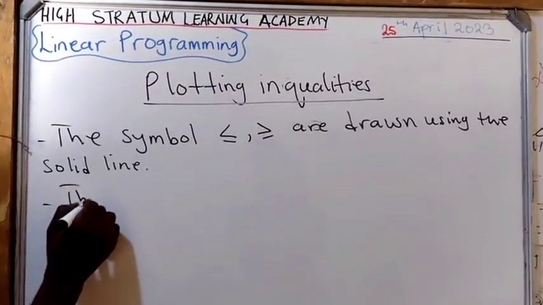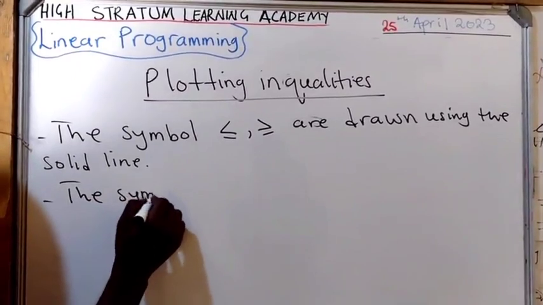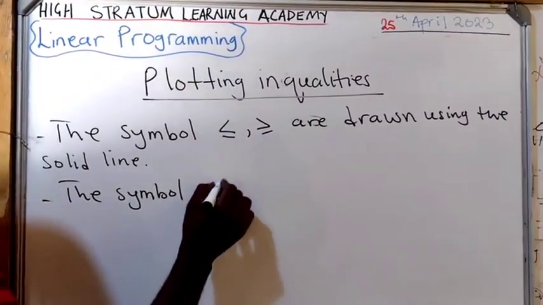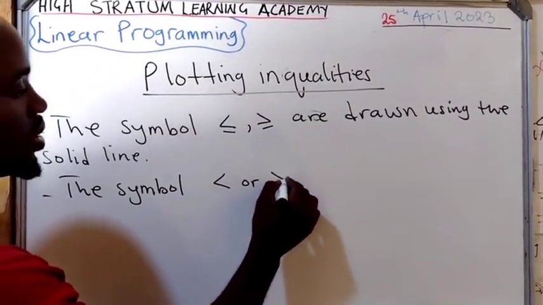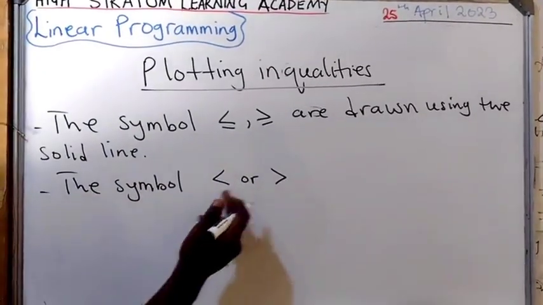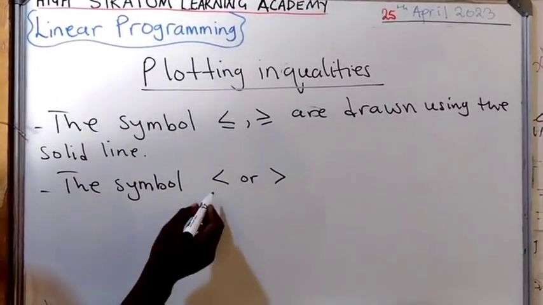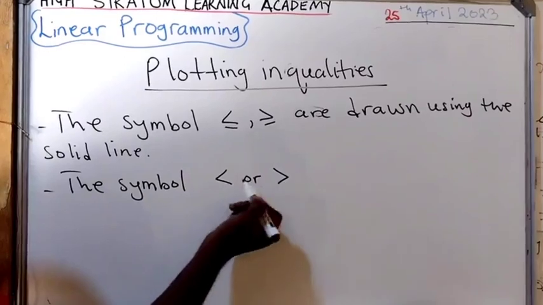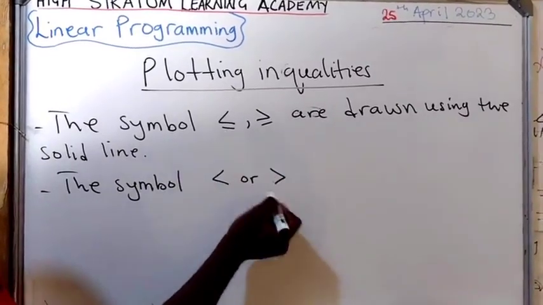Then the symbol less than or greater than, these two symbols, the ones that don't have the equal to, you can see there is no equal to sign here.